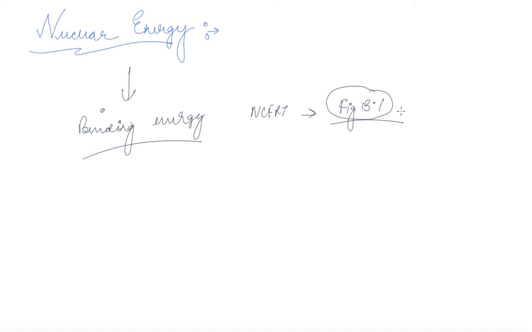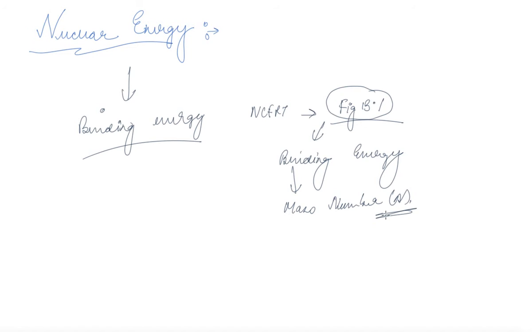It gives a relation between the binding energy and the mass number. This figure gives the relation between the binding energy and the mass number. So now the concept goes in such a way, the greater the binding energy, the less is the total mass of a bound system.